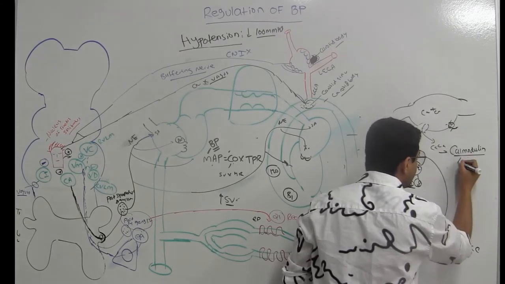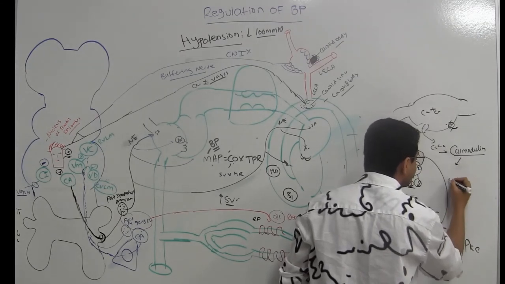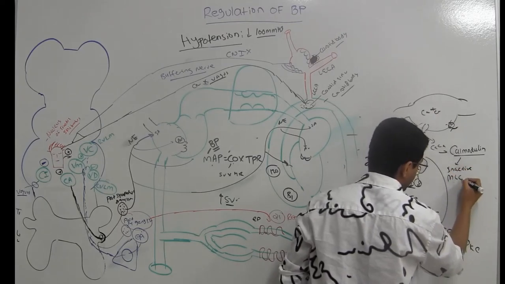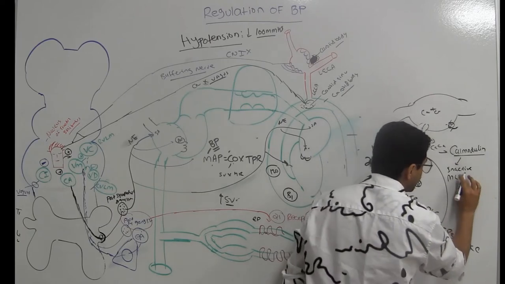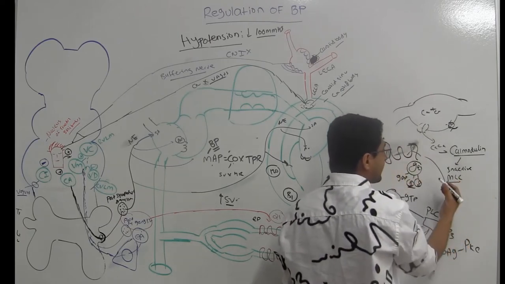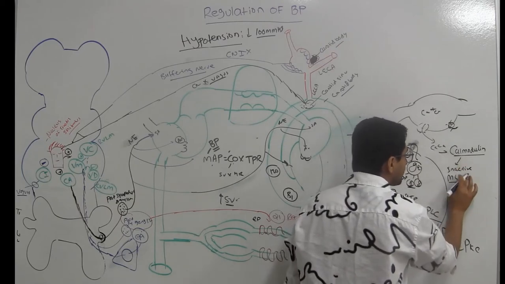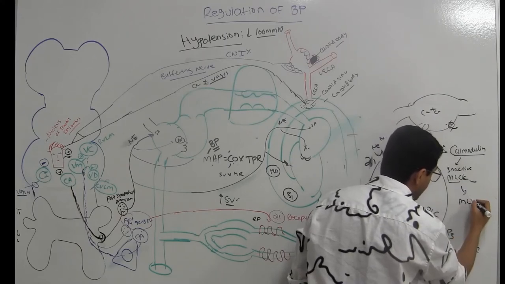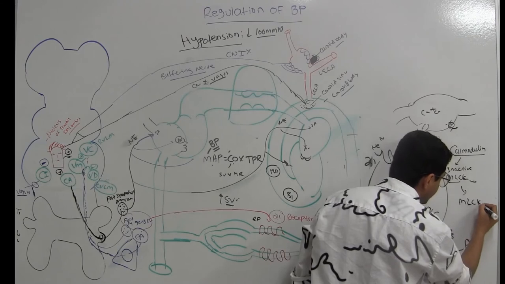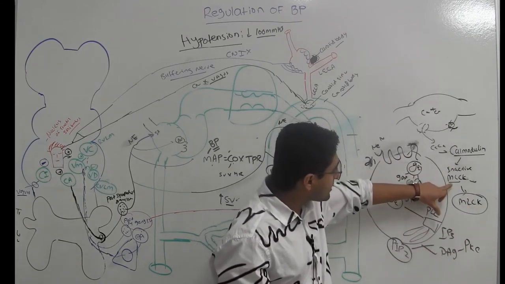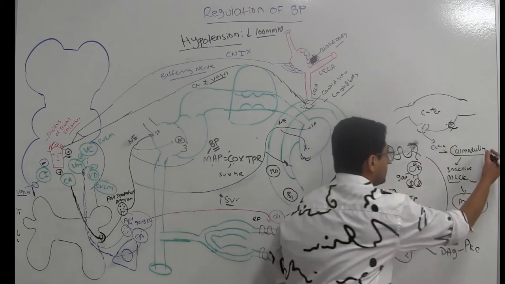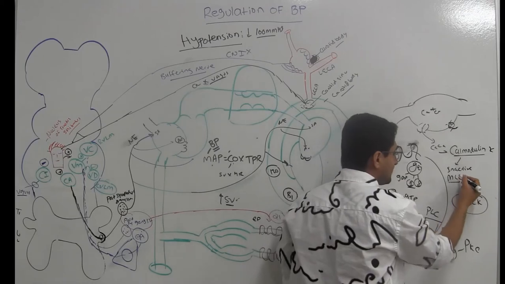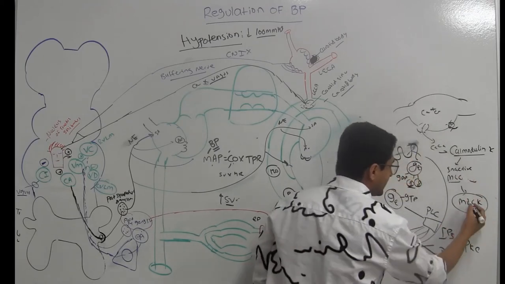There's an inactive myosin, let's say inactive myosin light chain, okay? It modulates in such a way that this myosin light chain kinase gets activated. Remember, the calcium-calmodulin, we call them CaMK too, activates the inactive myosin light chain and it becomes your myosin light chain kinase. Now this is a myosin light chain kinase.